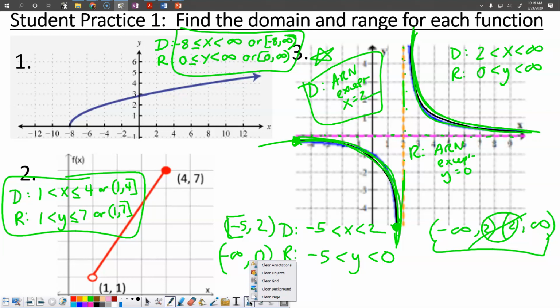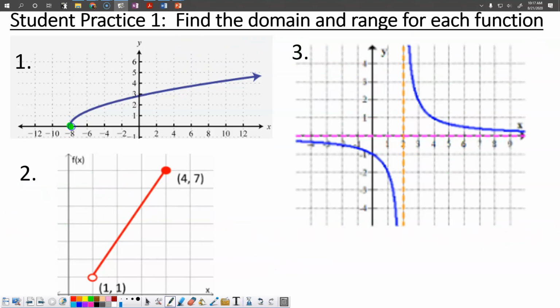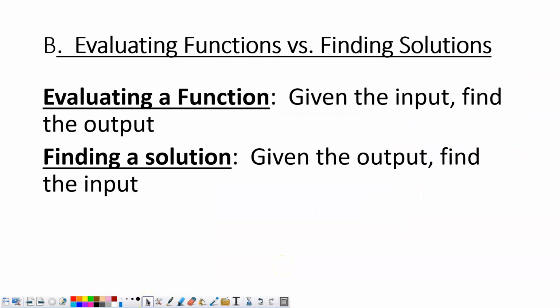The only thing I'm concerned about on number 1 is maybe you weren't sure if you should count this as a solid dot or not. I would say as a general rule of thumb, if they don't actually go out of their way to put an open dot there, then you can assume that that's a closed dot, okay? But if you assumed it was an open dot, it's fine. You got the point. It doesn't really matter. I'll try to be less vague on tests and things like that, so you won't be so confused. But anyway, let's go ahead and continue here.